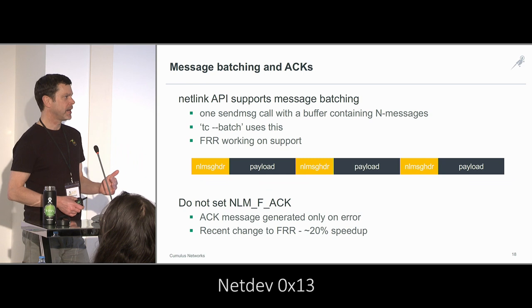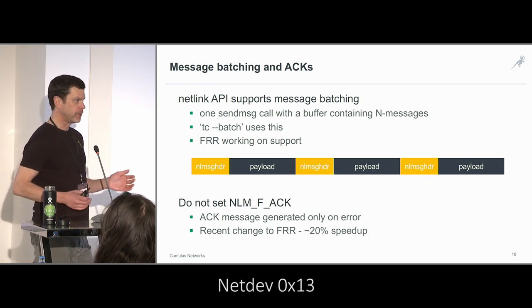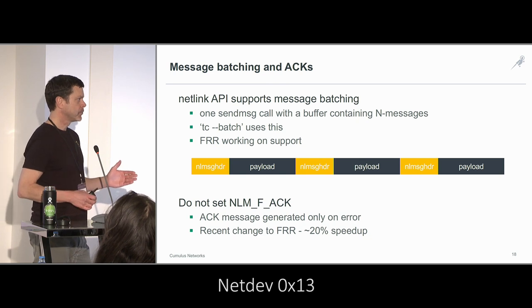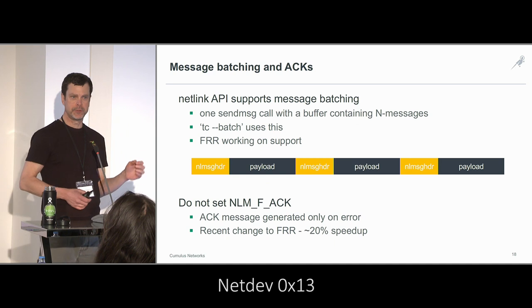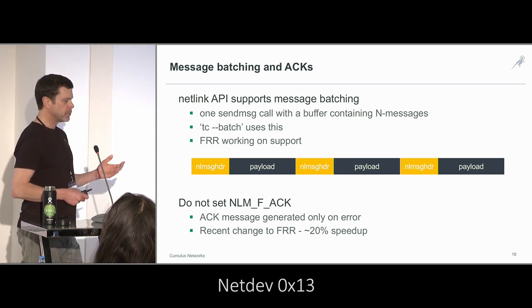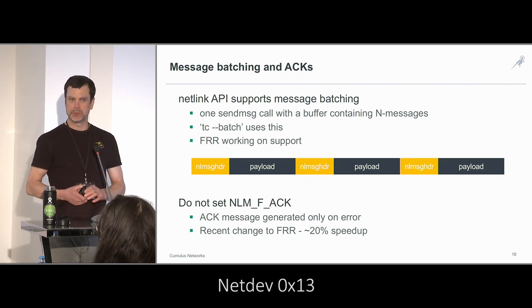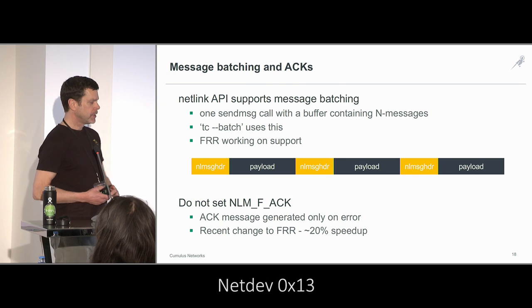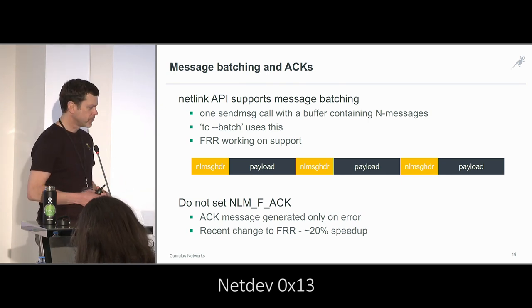Well, the Netlink API supports batching. So you can push down a buffer with multiple messages in it, and the kernel loops over each one of those messages, calling the handlers to do whatever you're asking for that particular message. So that is one way to get increased scale. TC batch, for example, was recently changed to use this. And FRR, I'm told, is working on support for this.